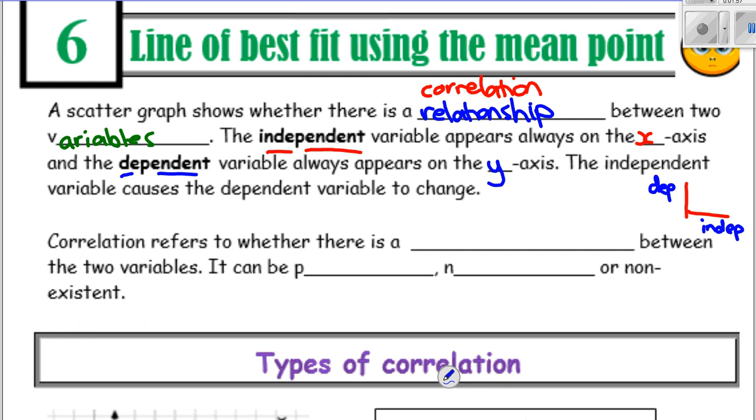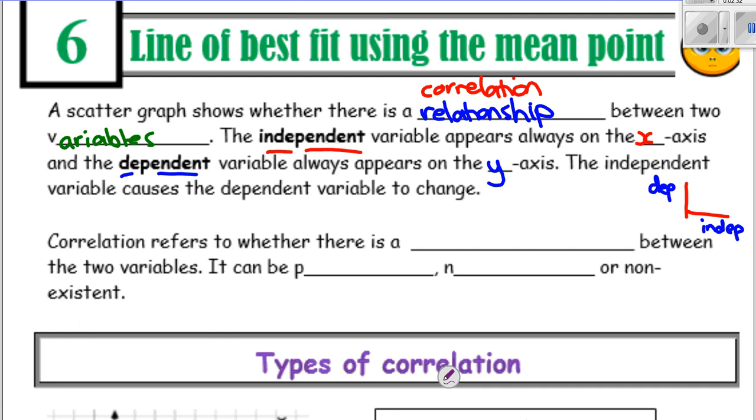For example, time would be an independent variable and temperature a dependent variable, like in a science experiment. Perhaps you're seeing what the change in temperature is due to the change in time. So the temperature would be the dependent variable, therefore on the y-axis, and time is the independent variable, so it's on the x-axis. The time causes the temperature to change. It's not the other way around. The temperature does not cause the time to change, of course. That's how you define dependent and independent variables.